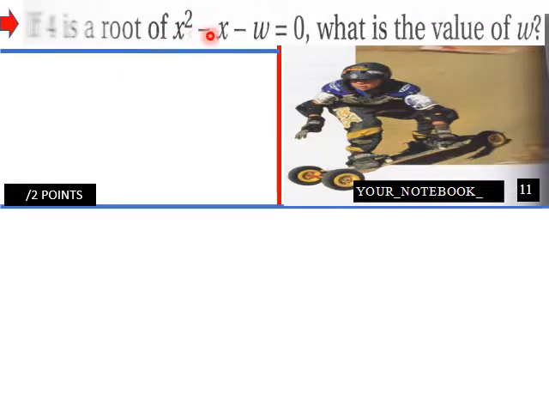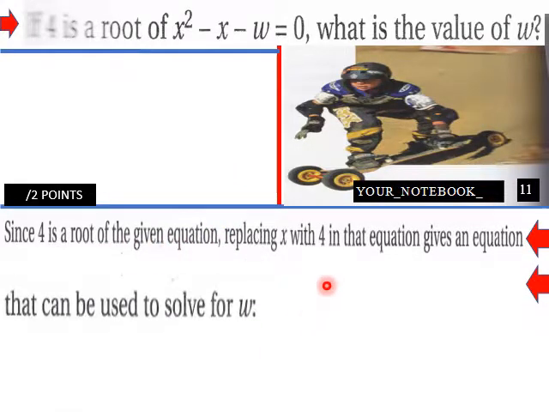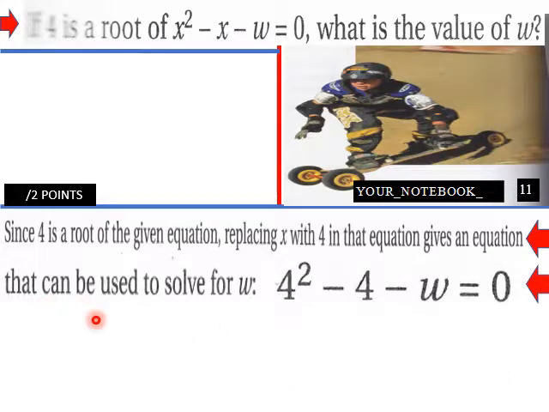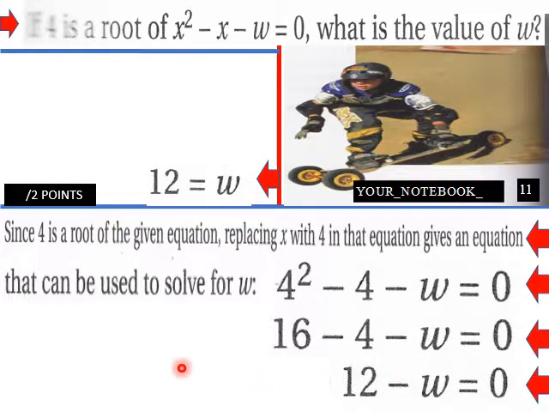Okay, if 4 is a root of x squared minus x minus w equals 0, what is the value of w? Since 4 is a root of the given equation, replacing x with 4 gives an equation that can be solved for w. This is what we come up with here. So 16 minus 4 is 12, minus w, so 12 would equal w in this situation.